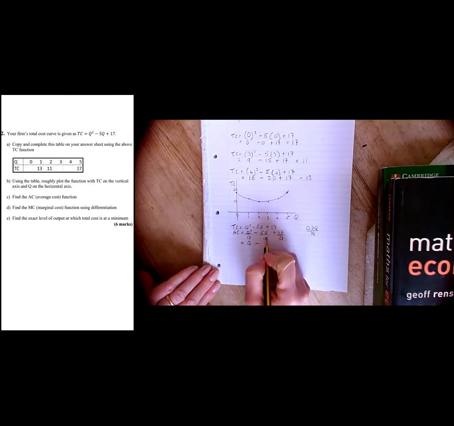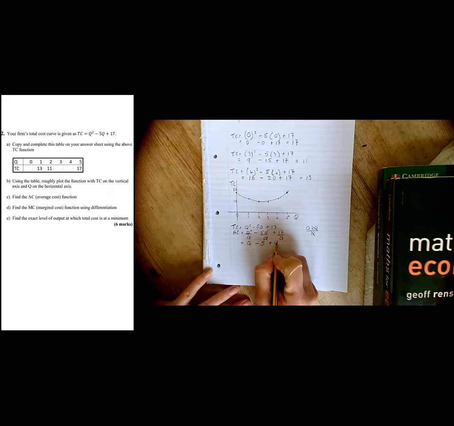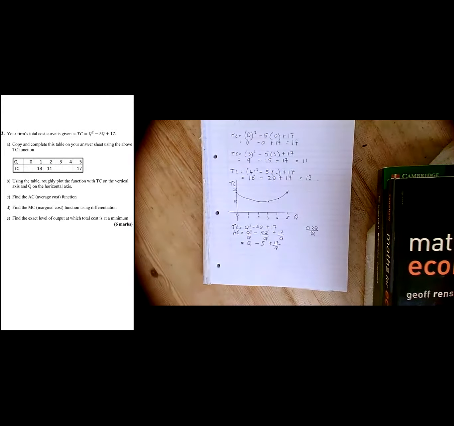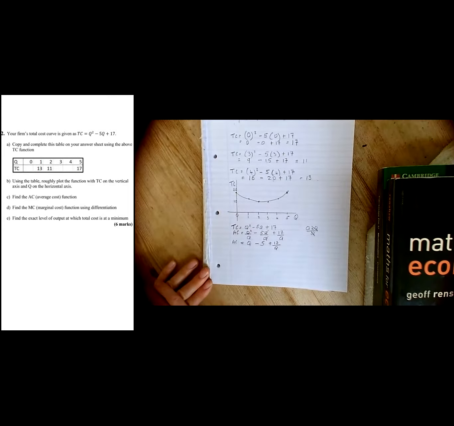Now here the Q's cancel out. I say cancel out because I'm multiplying by Q and I'm dividing by Q, so they counteract each other. And then I get this problematic thing at the end, but not your problem, just 17 over Q. That's all we want. That was part C.